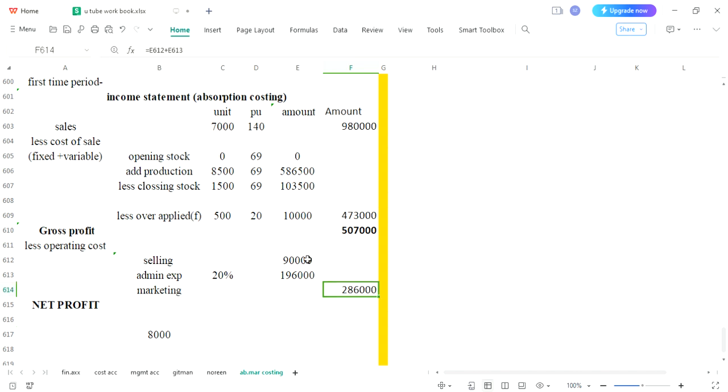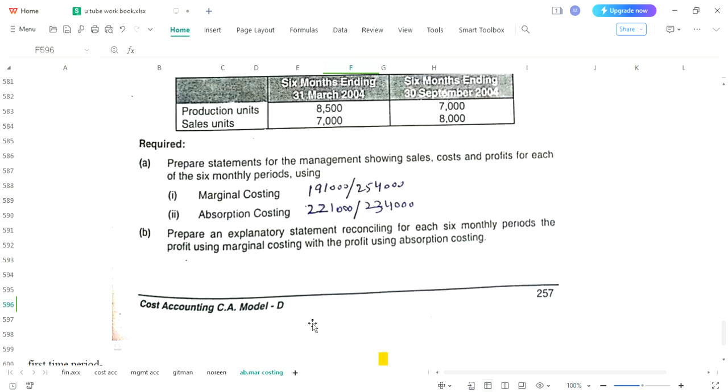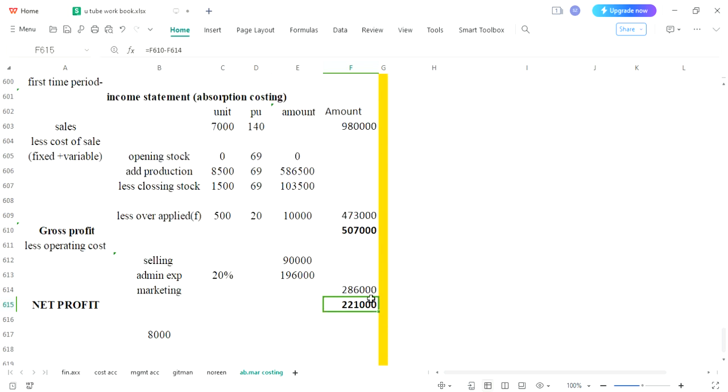We are now able to calculate our net profit, which is the difference between operating cost and gross profit. At this stage our gross profit is 507,000 and we need to subtract operating cost 286. In this way we have got our net profit for absorption costing first part. Absorption costing first part 221,000 and we have calculated 221,000. In this way our first part for absorption costing has been completed and we have calculated the answer.